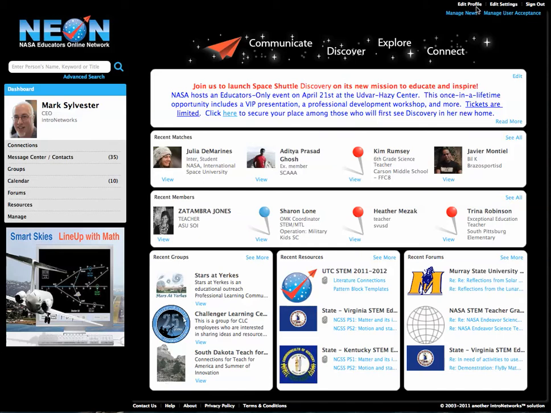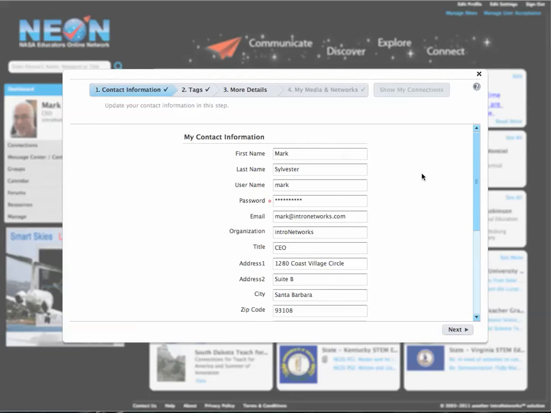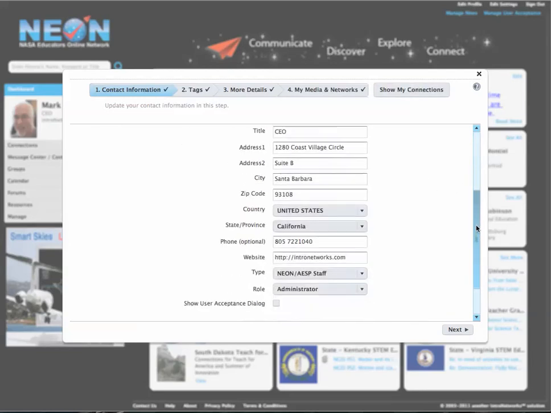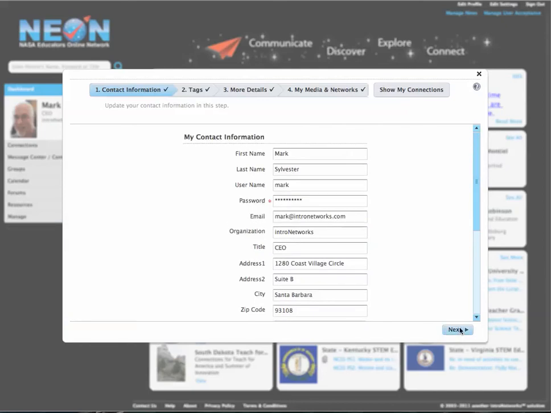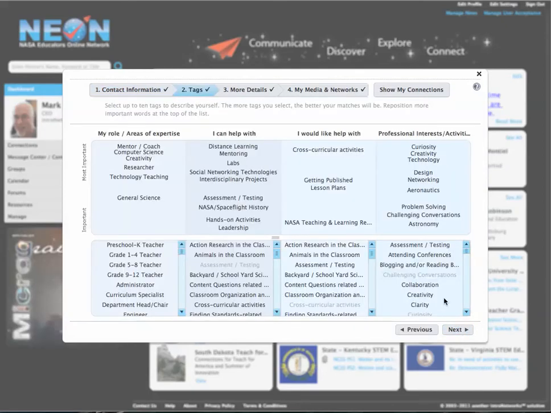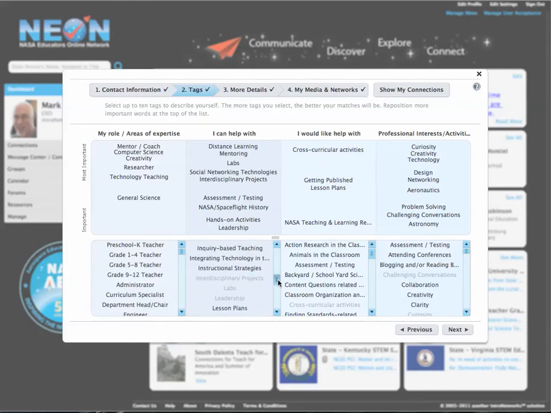The intronetwork system is based on a deep profile, and that profile is filled out by every user in the system, and it's 4 simple steps. Their contact information, this is pretty easy and pretty standard. Then what really makes us different is that the deep profile is based on these 4 categories, 4 dimensions, where we're looking at your role, where you could help, where you would like some help, and what your interests are.